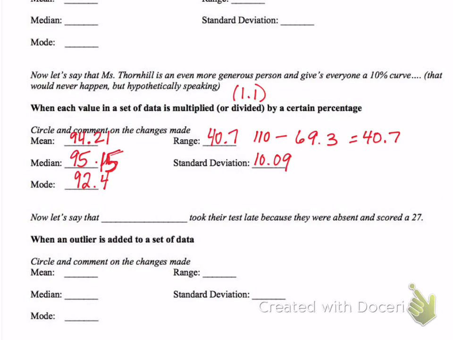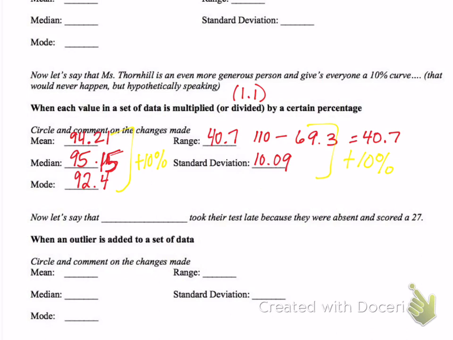Did everything change this time? Yes, it all changed. And what did it all change by? How much percent? 10%. So this increased 10%, and the range and standard deviation also increased 10%. So why did they both change this time, do you think? Because it's a percentage instead of just adding points.